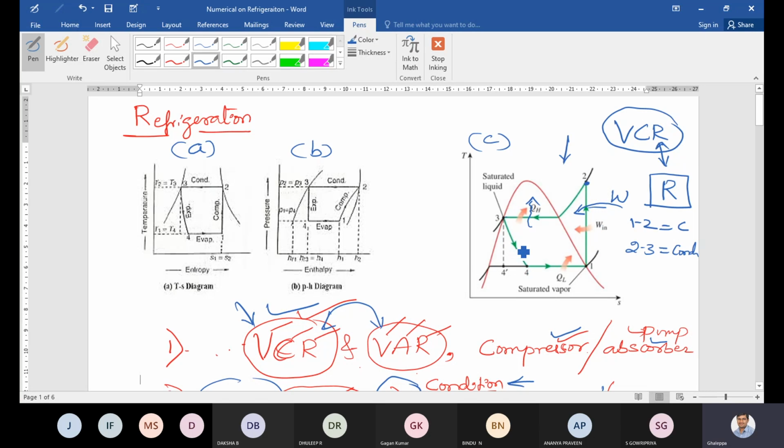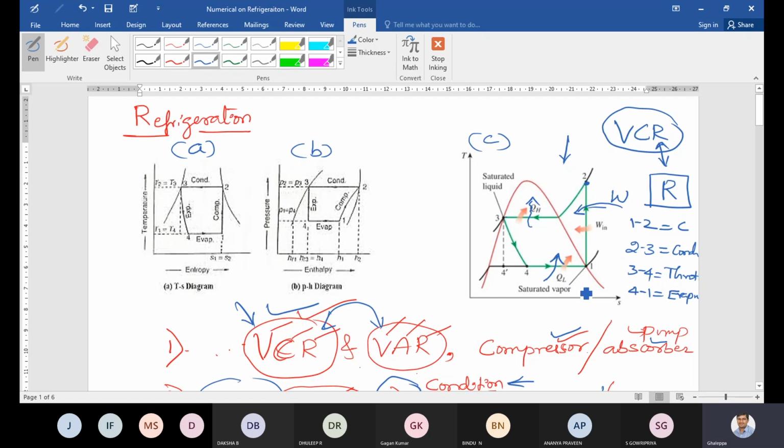3 to 4 is expansion. What type of expansion? It is a throttling process, throttling expansion. And 4 to 1 is the evaporator. In the evaporator, heat is added to the cycle. The refrigerant absorbs heat from the room or the space to be cooled.